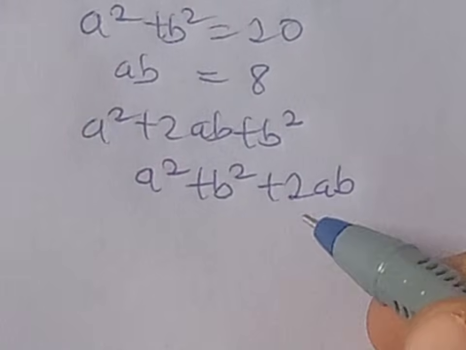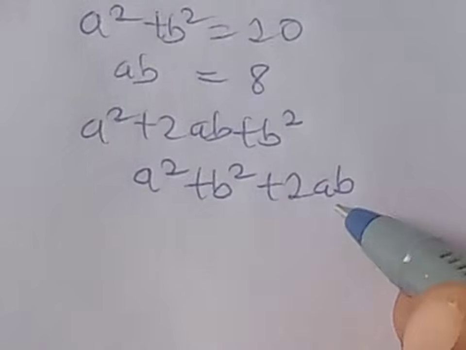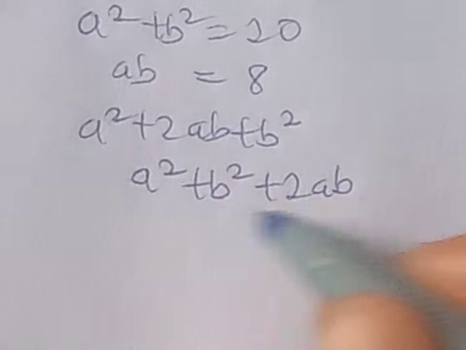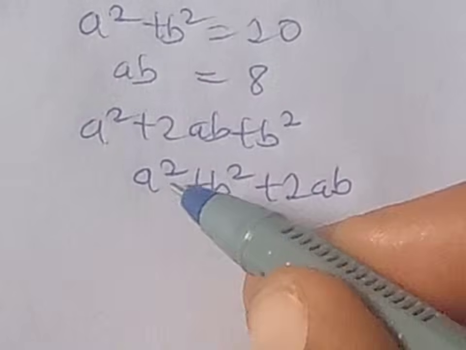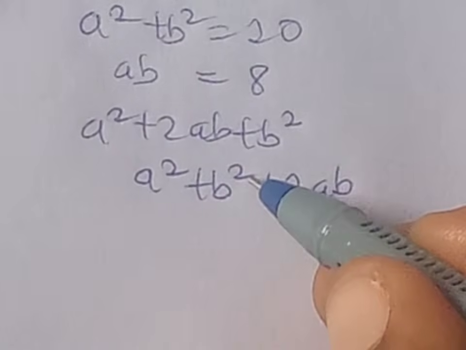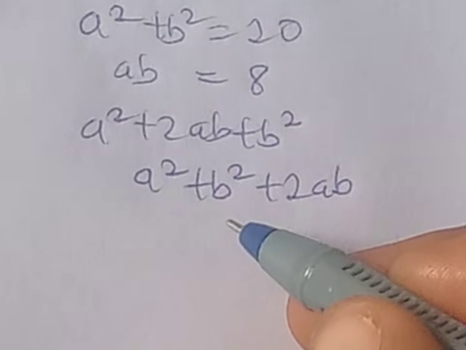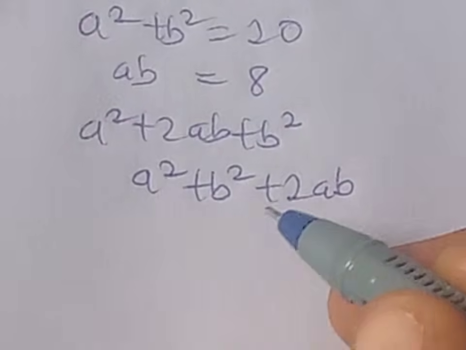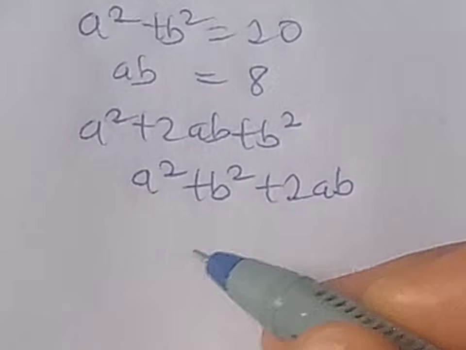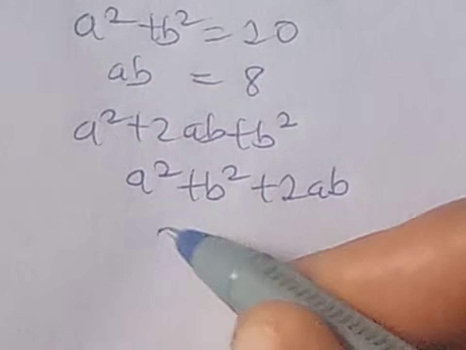This and this are the same thing. That is first part, second part, and third part. You can also rearrange it any way you like. Now let's replace a square plus b square. That means we are combining two parts together. The question already says a square plus b square equals 20. Instead of writing a square plus b square, we will simply write 20.